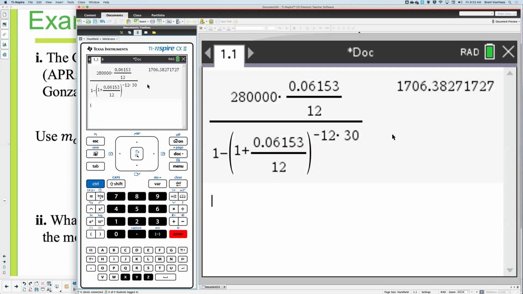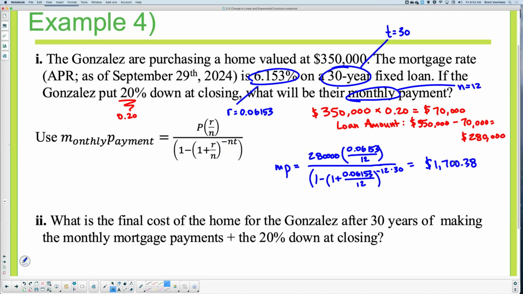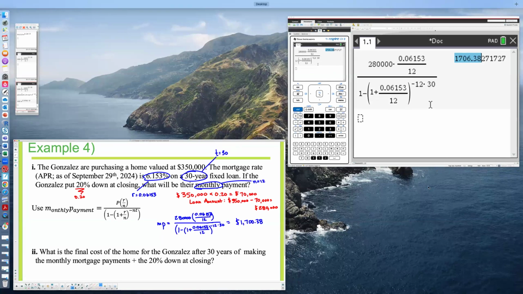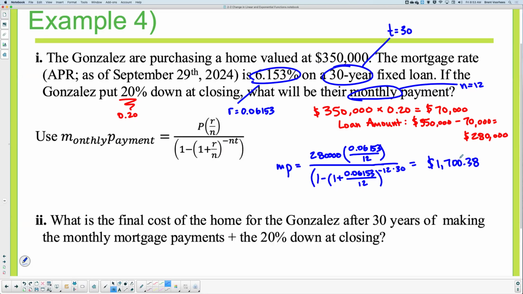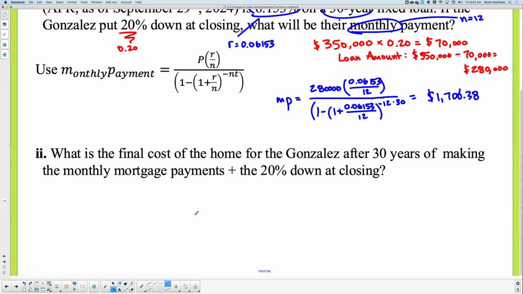And press enter, I see that in terms of dollars and cents, my monthly payment will be $1,706.38. Let me check that again. $1,706.38. So now, what is the final cost of the home for the Gonzalez family after 30 years of making their monthly mortgage payments plus the 20% down at closing?